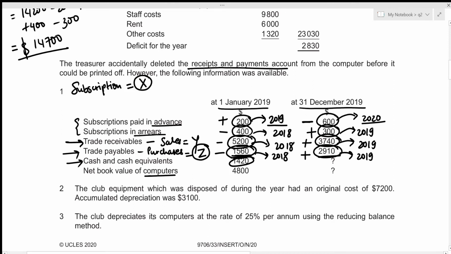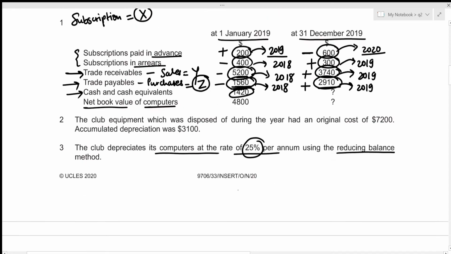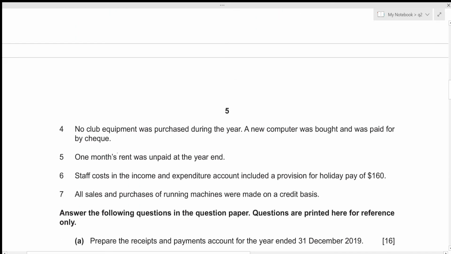Then the club depreciates its computers at the rate of 25% per annum using reducing balance method, which means that this rate of 25% is actually applied to the net book value, and we are given the net book value at the opening date. Okay, let's have a look if there is any additional information. Then no club equipment was purchased during the year, but a new computer was bought and was paid for by check. So this purchase of new computer is definitely something that is to be recorded in our receipts and payment section, right? So I'm just going to denote it with the variable C.